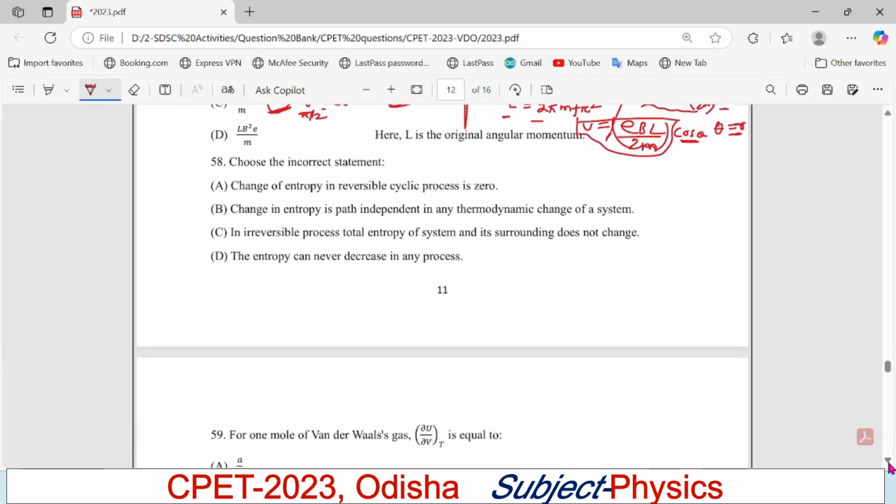Next, choose the incorrect answer. Question 58: change of entropy in a reversible cycle. The change in entropy in a reversible cycle is 0. You have to choose the incorrect answer, but this is correct. Change in entropy in a reversible cyclic process is 0. This is correct. Option B, change in entropy is path independent in any thermal process. This is also correct. In a reversible process, the total entropy of the system and surroundings does not change, but the option says it is changed. So this is the incorrect statement. Then, entropy can never decrease in any process. This is also a correct statement, so this is not incorrect. The correct answer for this question will be option C.